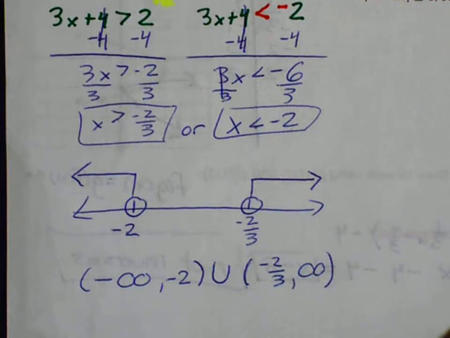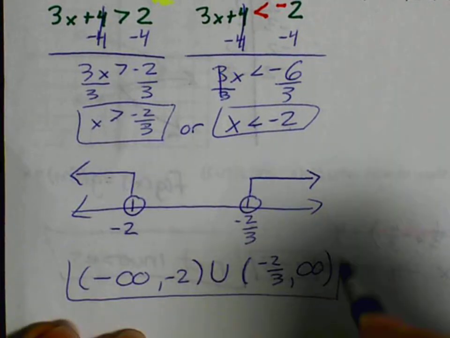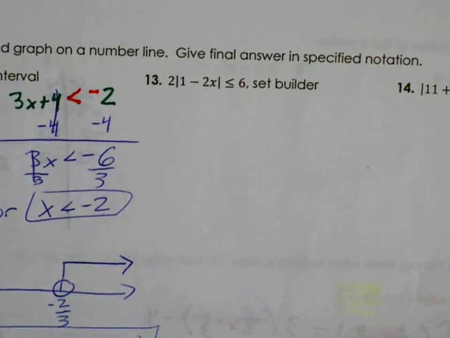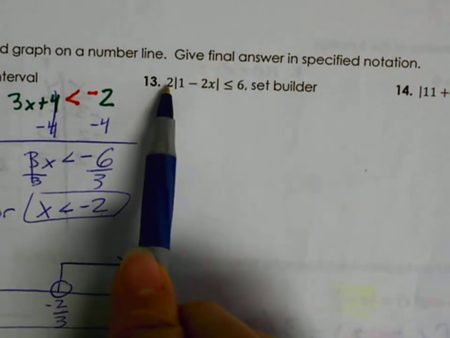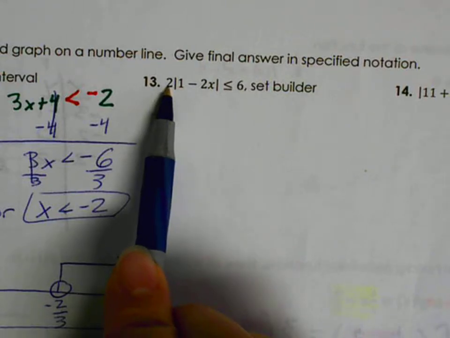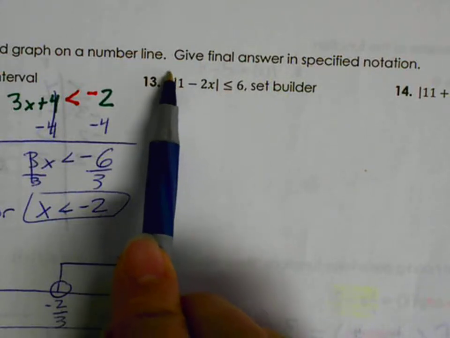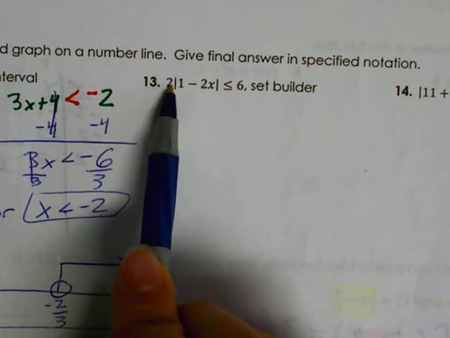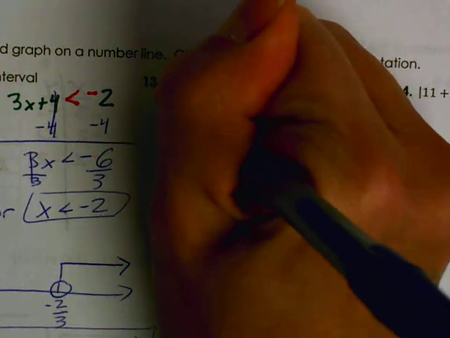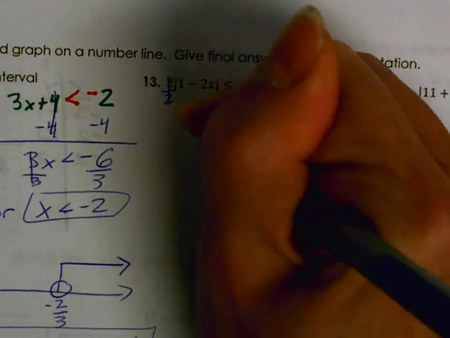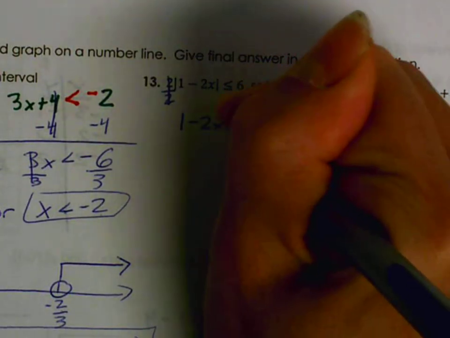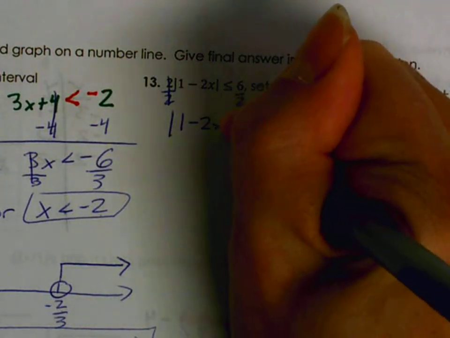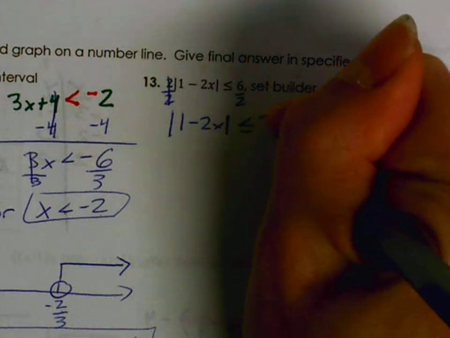So now we'll move on to number 13. So number 13, my absolute value is not by itself. I have this 2. So I need to get rid of the 2. And remember, we are not distributing through absolute value signs. But this 2 is being multiplied, and the opposite of multiplying is dividing. So I'm going to divide both sides by 2. That gives me 1 minus 2x in my absolute value signs is less than or equal to 3.